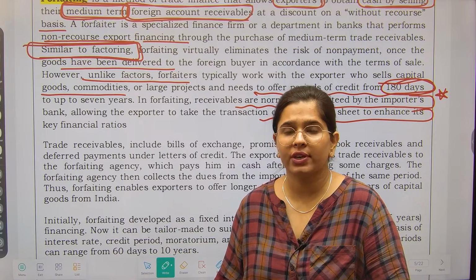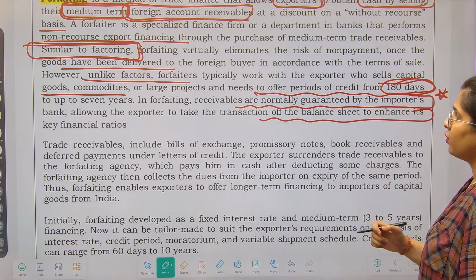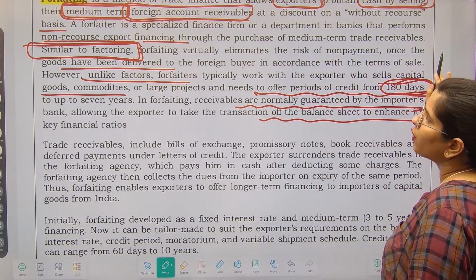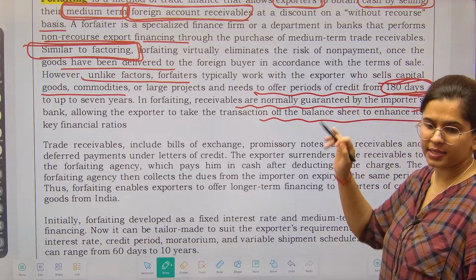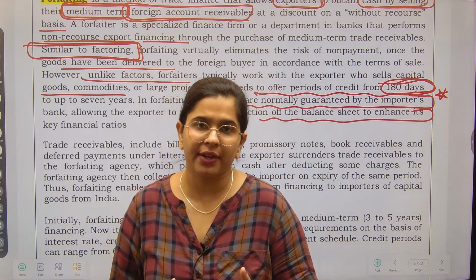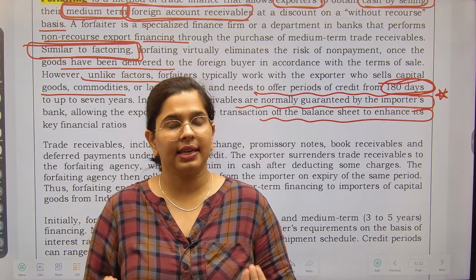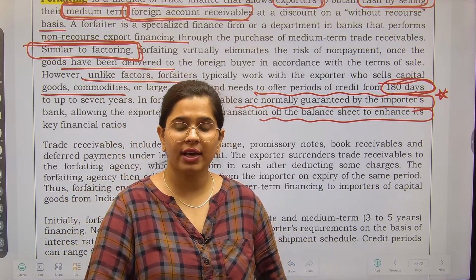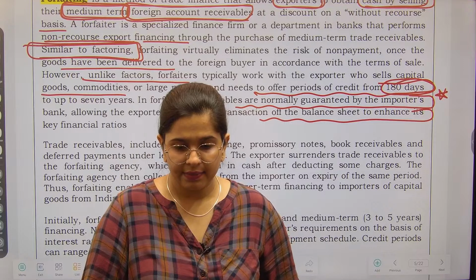Then why do they need forfeiting? Can someone out of you tell me? See, it is clearly written over here. It virtually eliminates the risk of non-payment. ठीक है, why non-payment? Because the bank guarantees it. Now why is your exporter involving a forfeiter? Can you just tell me? Anyone? जब नॉन पेमेंट का रिस्क ही नहीं है तब हम क्यों एक फोरफेटर को इन्वॉल्व कर रहे हैं? Why is the exporter involving a forfeiter? Any idea regarding that?